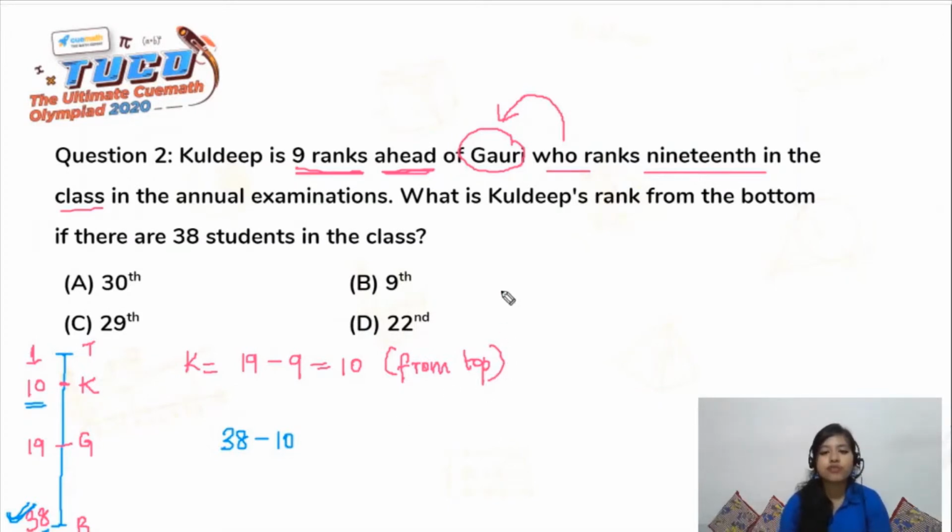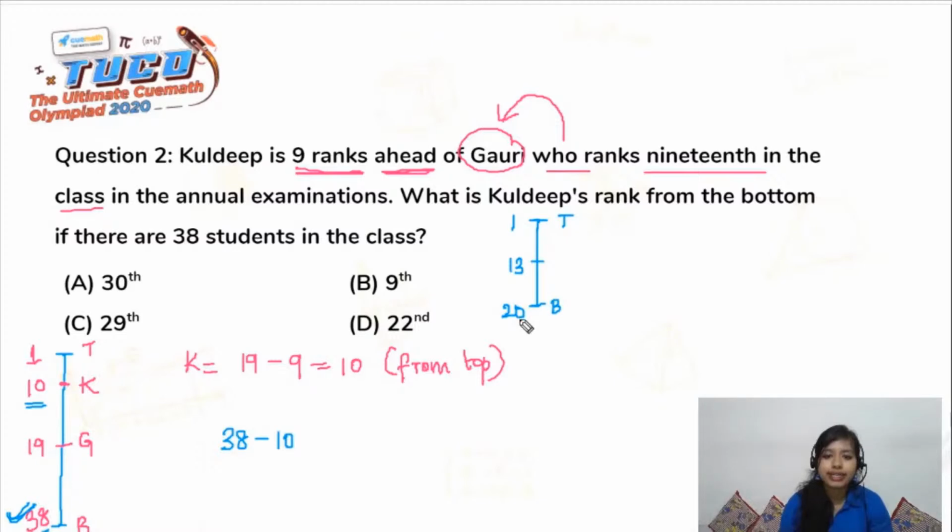Like, let's say just for an example, I have 20 students in a class, okay? So that means this is from top and this is from bottom. This is ranker 1 and this is ranker 20, okay? And now let's say that I'm at the 13th position from top, okay? So let me just mark it down here. I'm at the 13th position from the top. So what would my position be from the bottom, right? You yourself can count it out.